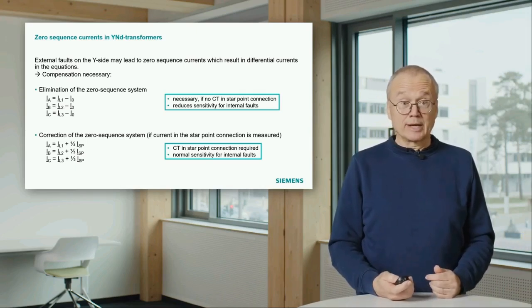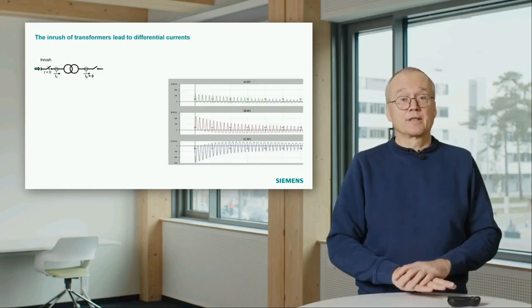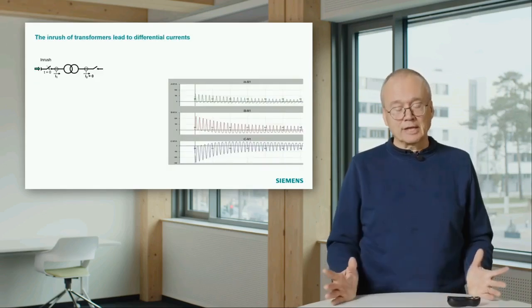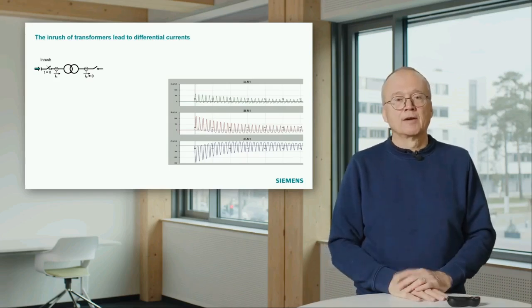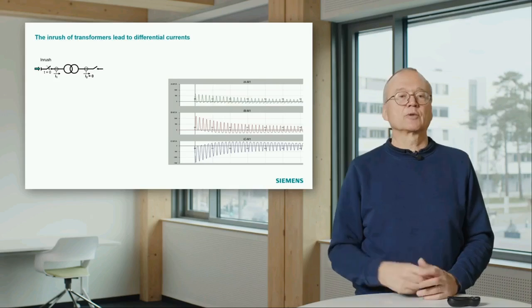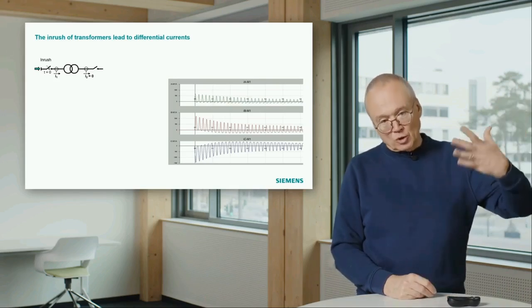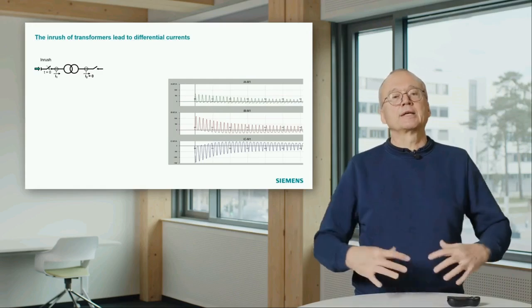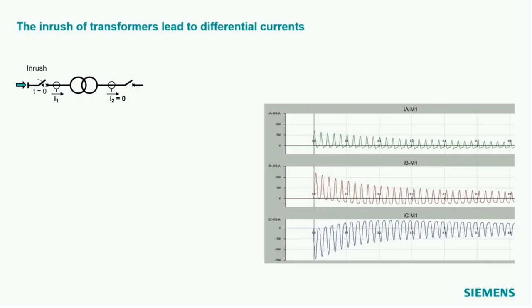And another issue in transformer protection is the inrush. What is an inrush? Imagine you have a transformer which is not energized, maybe the secondary side is open, and now you close the breaker on the primary side and you energize the transformer. And what then happens is plotted here in this diagram. You suddenly see, although nothing is connected on the secondary side, pretty high currents flowing there. And the range here of these diagrams is around 1000 amps.